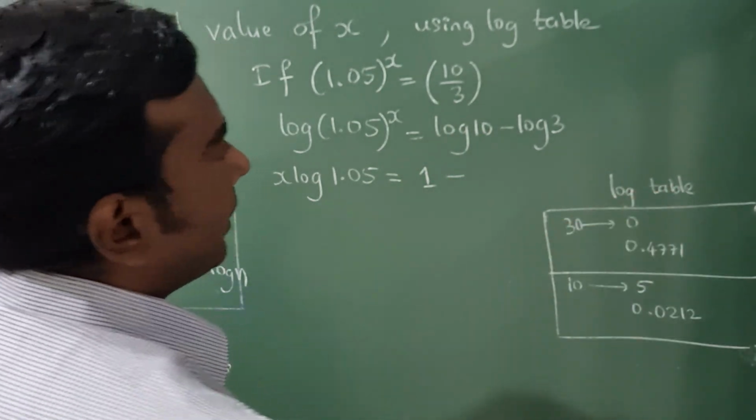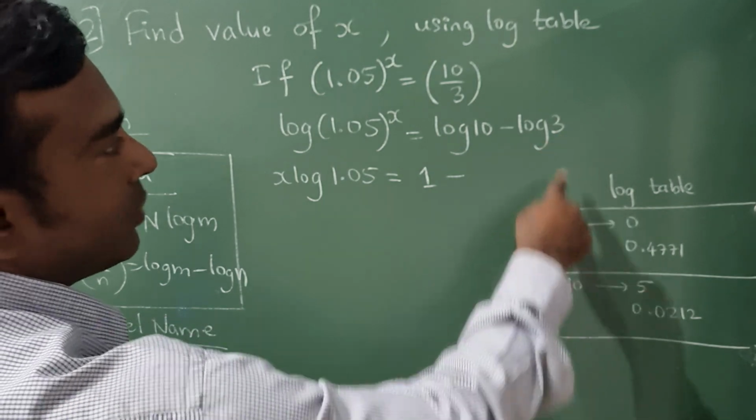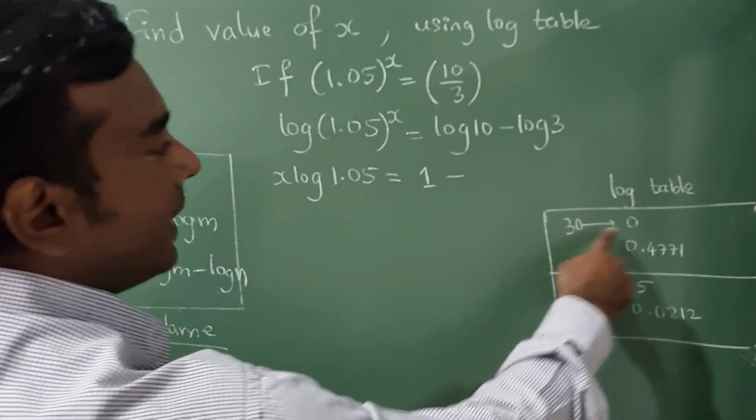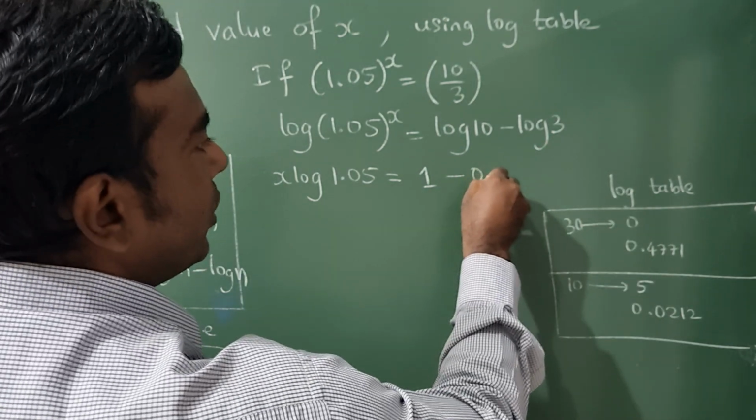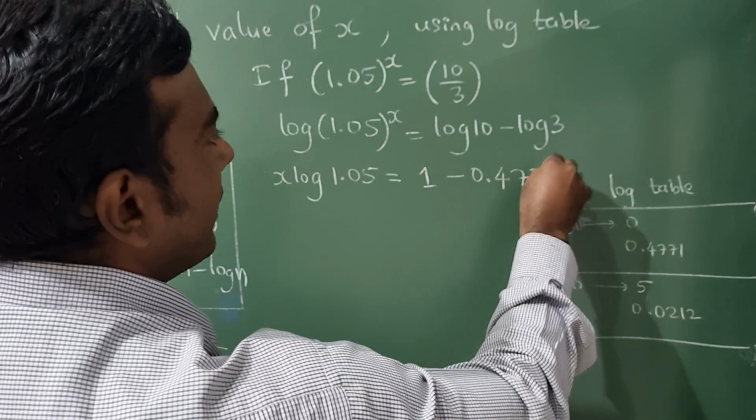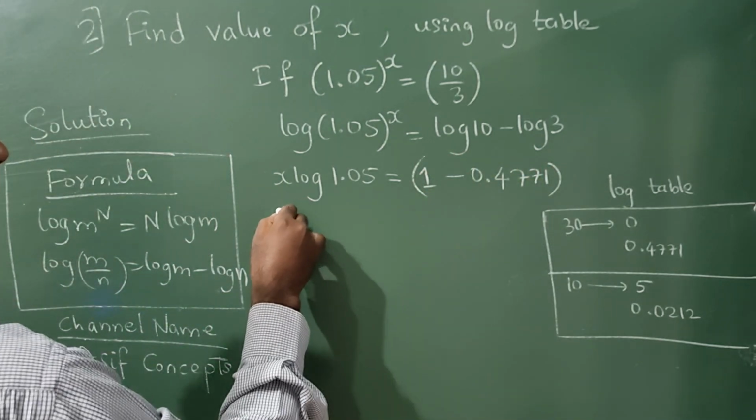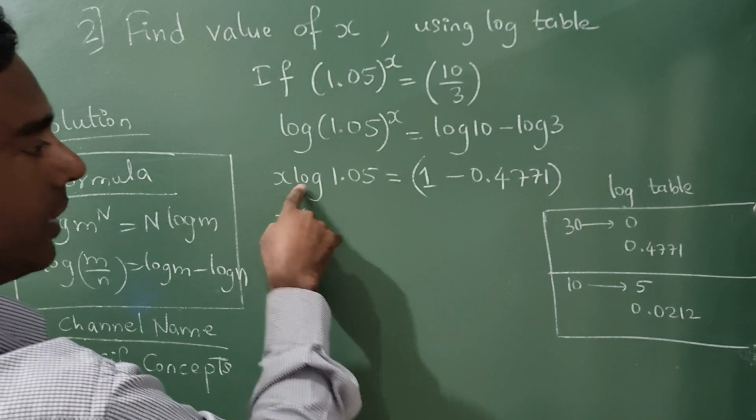Now go to log table. You will never find 3 there, so you have to look for 30 in that 0th column. So it is 0.4771.